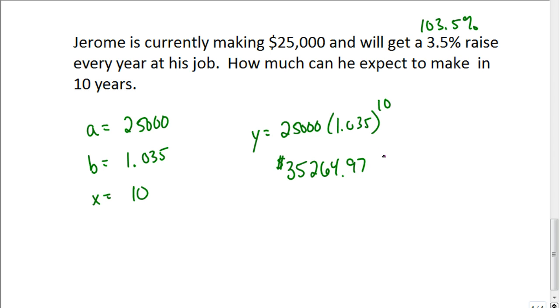$35,264.97. Now since we're dealing with dollars and cents, we should round it to the nearest penny, so 97 cents would be your answer. Technically, I suppose if you said 35,265 as your answer, that would be fine as well, because we're talking about a salary, and usually that's not going to be broken down to the penny. It's usually going to be rounded to the nearest dollar. But we can leave it like this, and that would be your final answer.